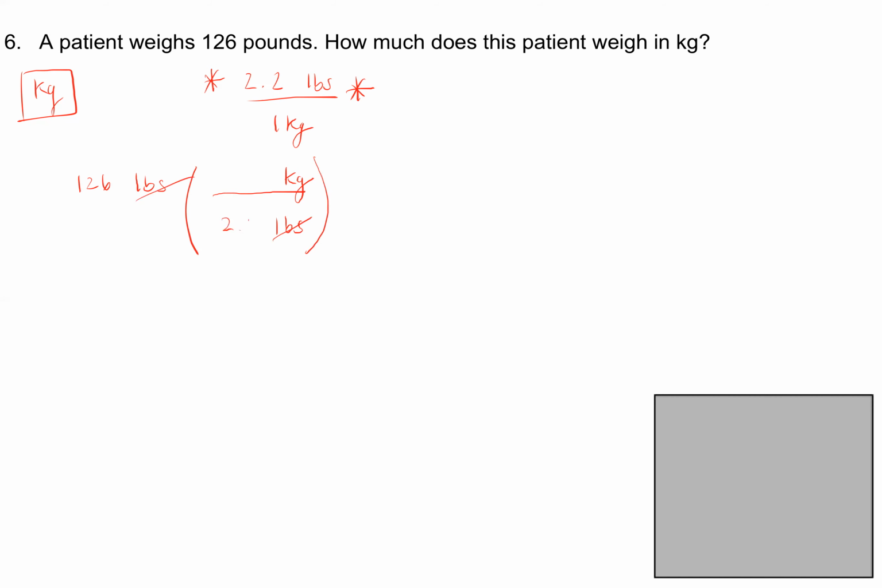So 126 divided by 2.2 is 57 kilograms. Final answer, 57 kilograms.